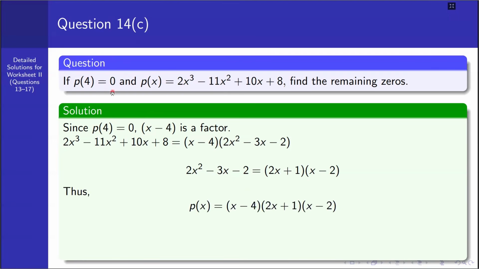And therefore, p of x can be fully expressed in the factorized form as x minus 4 times 2x plus 1 times x minus 2. Therefore, the remaining roots of the given polynomial function could be negative 1 over 2, the zero of the linear factor 2x plus 1, and 2, which is the zero of the last one, x minus 2. So the remaining roots of this polynomial function could be minus 1 over 2 and 2, and the third could be as it is given here, that's simply 4.